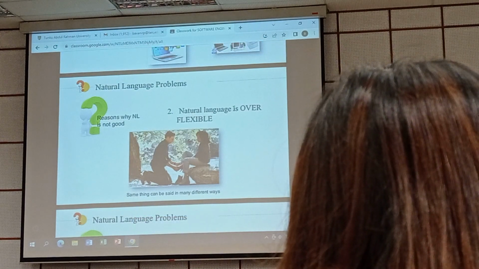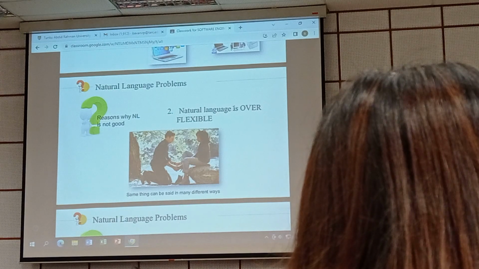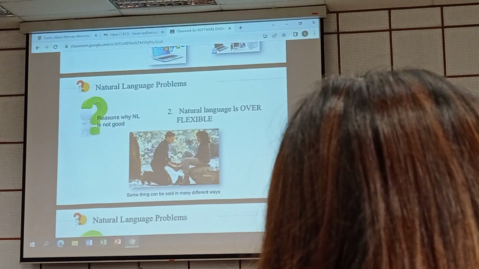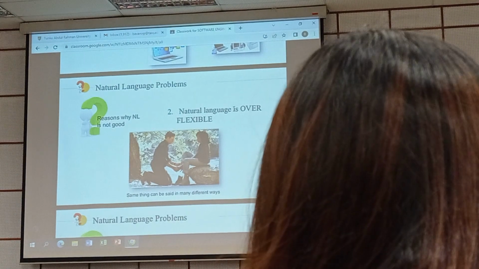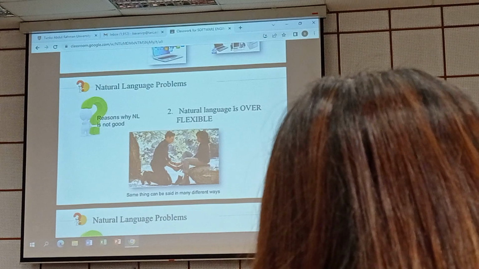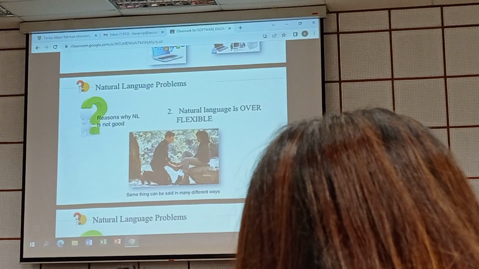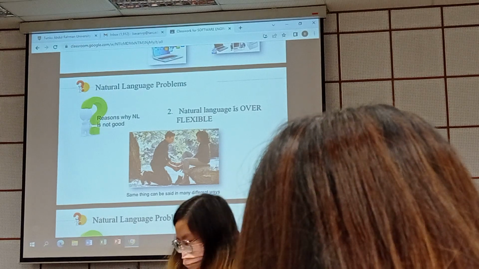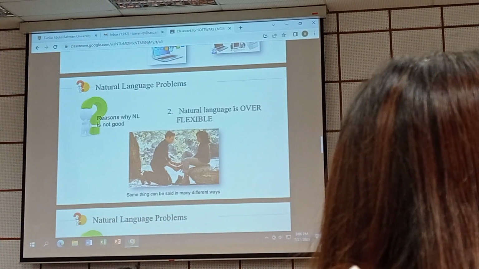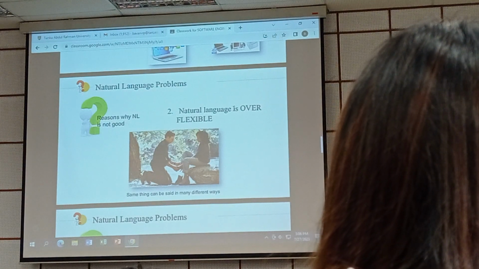Another reason why natural language is not good is because it's overly flexible. As I told you just now, whatever word you add to your conversation, there are no rules and regulations. You cannot measure the words. Whatever word is coming out of your mouth, you just say it, whatever.